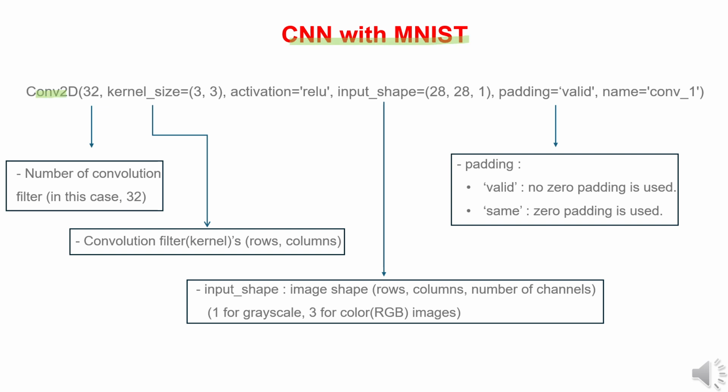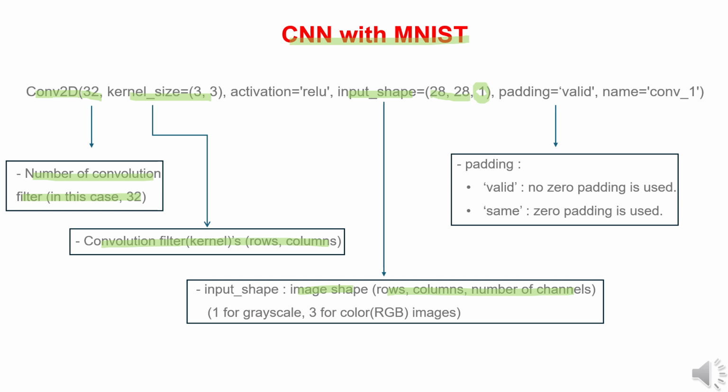Conv2D is a layer in Keras that performs 2D convolution operations. It's commonly used for processing images. In this line of code, the number 32 refers to the number of filters, and kernel size means that each filter has a size of 3 by 3. The input shape parameter specifies the shape of the input data. Since MNIST images are 28 by 28 pixels and are grayscale, the input shape is set to (28, 28, 1), where 1 stands for the number of channels.